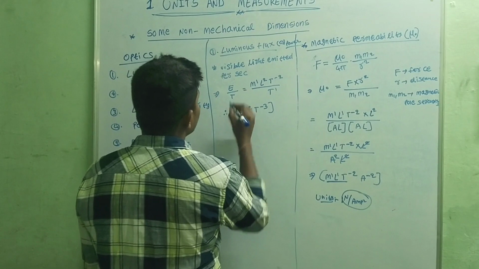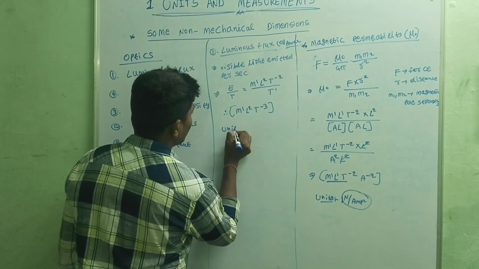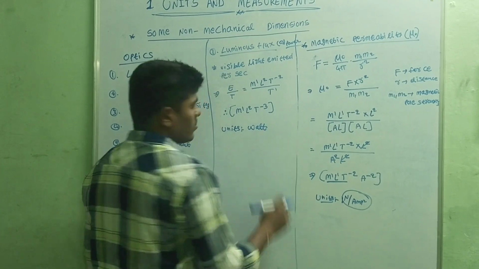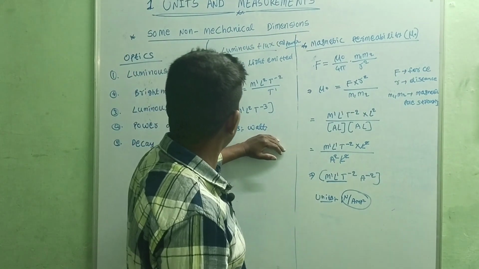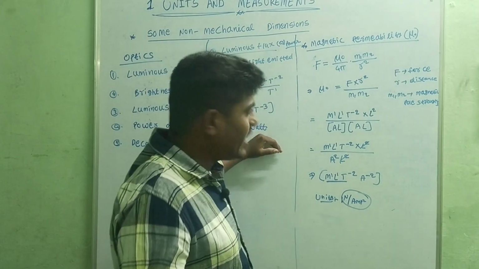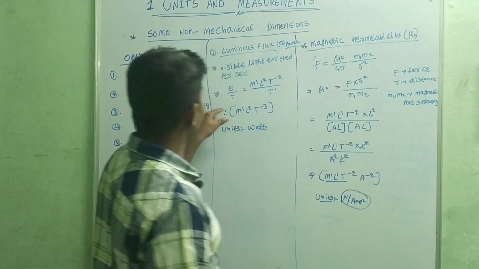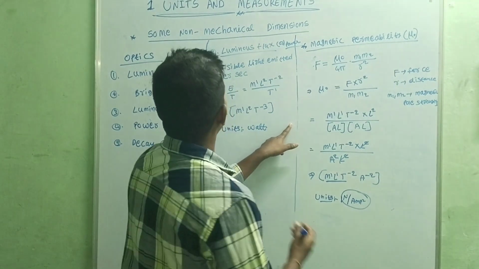The unit of luminous flux is watts. If you know the unit of luminous flux is watt, you can directly write the dimensions of power as M1 L2 T minus 3.